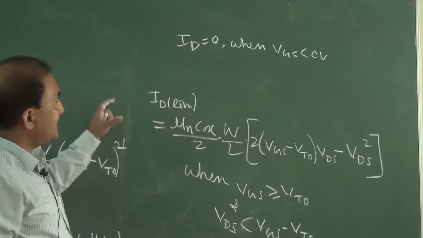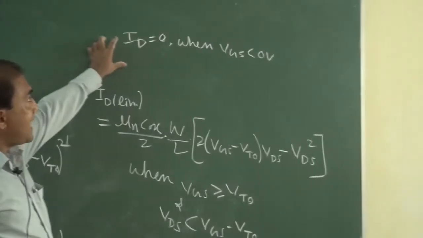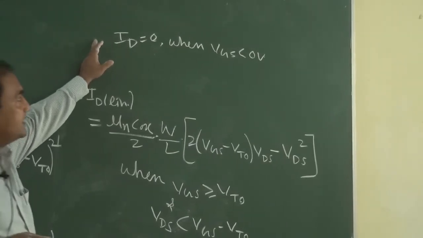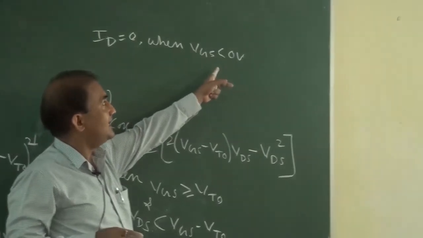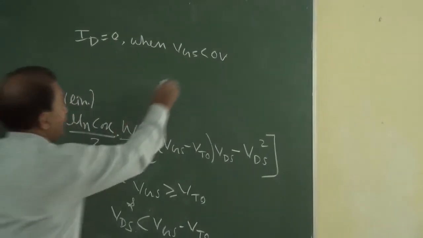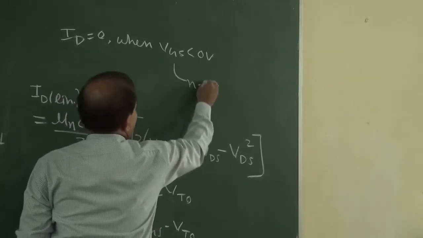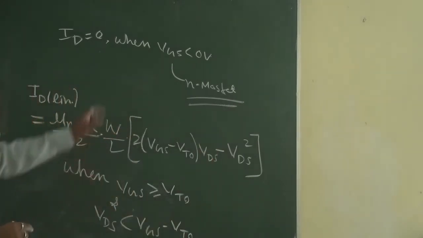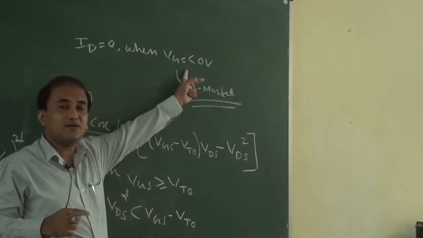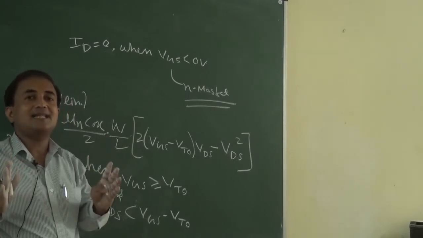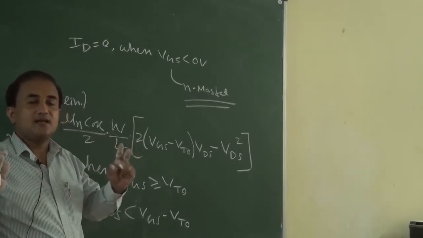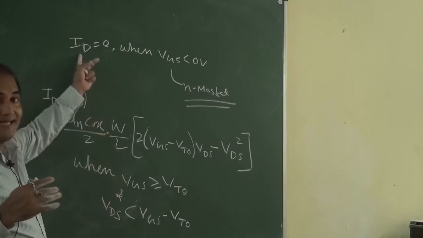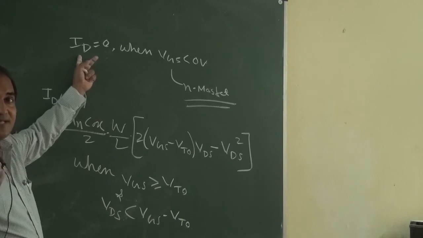Now we can see that the drain current ID will always be equal to 0 when VDS is less than 0 volt. This is in case of N channel MOSFET. So in case of N MOSFET, if VGS is less than 0 volt, what does this mean? This means that no channel is created. So if no channel is created, then ID is always equal to 0.